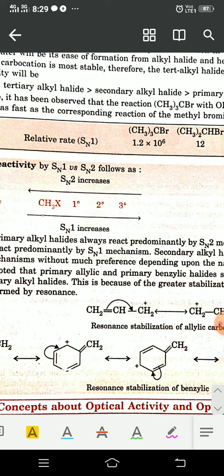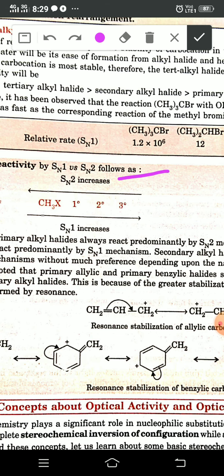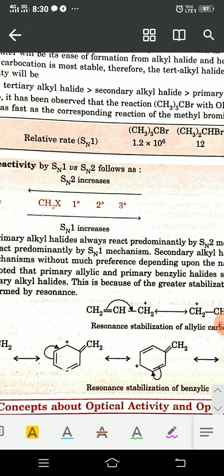So in the next class, this is about the sequence of order of SN1 and SN2. You can see that SN2 reactivity goes from tertiary to primary on this side, and SN1 goes from primary to tertiary on this side. Till this point I taught you today. Next day I will teach you about the differences between SN1 and SN2 reactions.